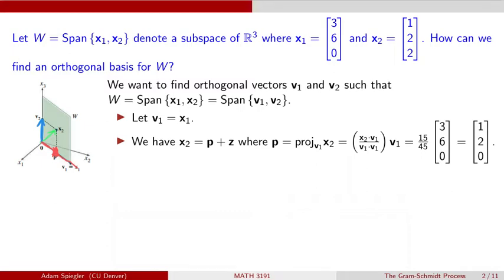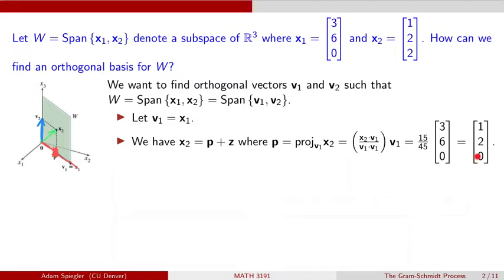So x2 inner product with v1 gives me 15, and v1 inner product with v1 gives me 45. And remember, our v1 is just this vector right here. We get the 9 plus the 36, and that's where the 45 comes from. So this is the scalar that we multiply by our first basis vector, which was 3, 6, 0, to give us the vector 1, 2, 0. So this is this vector p that we've drawn right here.